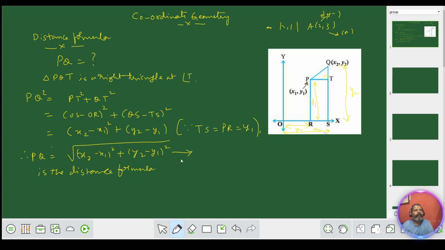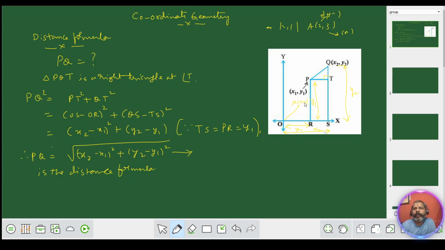What if the point is from the origin? I'll write again. There is a point A of x, y. Let's see what is the distance of A of x, y from the origin.